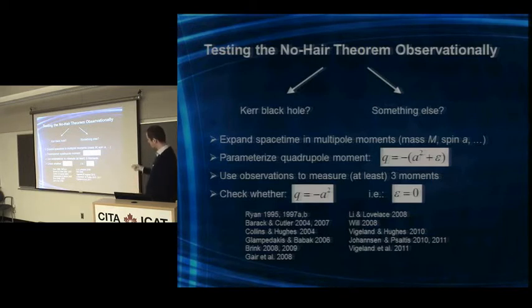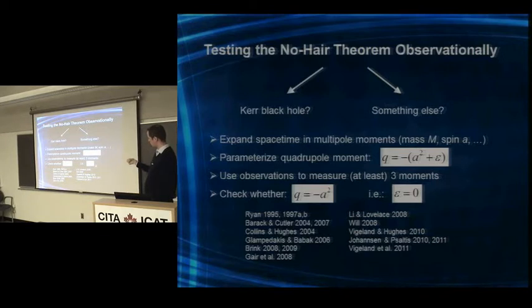So the strategy is, let's take, say, the next order moment, the quadrupole moment, which for a Kerr black hole is simply minus the spin squared, modulo some factor of the mass. And then I add this parameter epsilon here, which is dimensionless. And then I can calculate observables and use observations to see whether my quadrupole moment really is minus the spin squared.